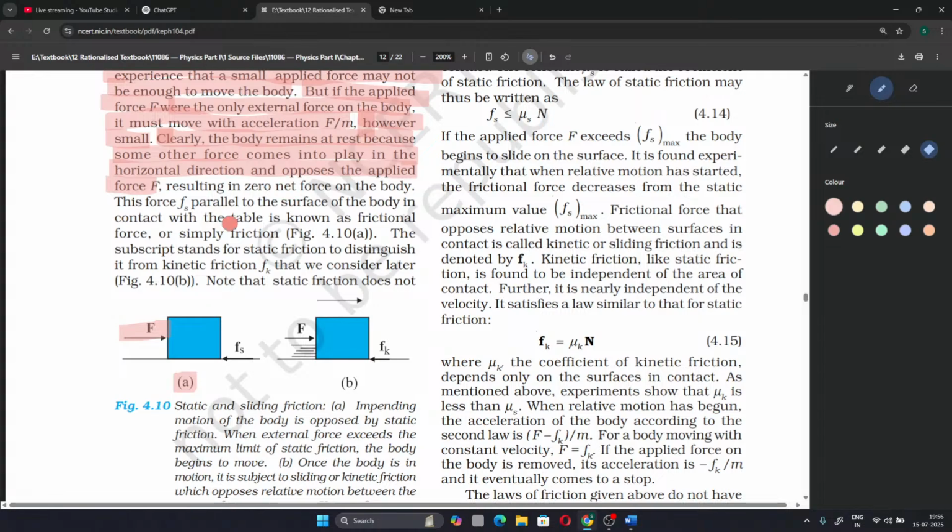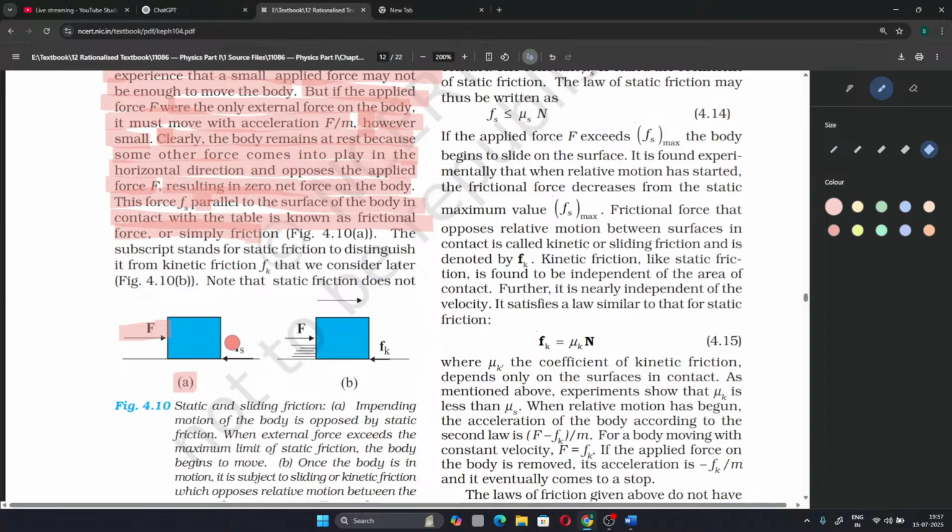Let's read the statement again. Body remains at rest because some other force comes into play in the horizontal direction and opposes the applied force, resulting in zero net force on the body. The contact force F static, parallel to the surface of the body in contact with the table, is known as frictional force or simply friction.